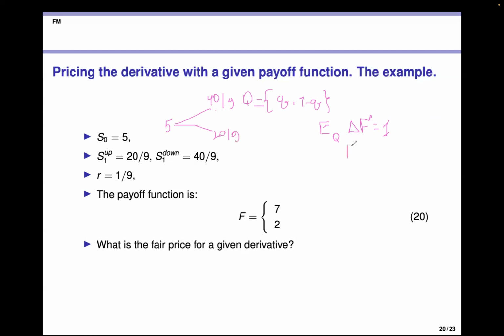So from this we have the equation that it doesn't matter if we invest your money in your put account or in stocks. So if you invest your money in your put account, how much will it be at the end of period? 5, yes, and at the end of period, 1 plus r.